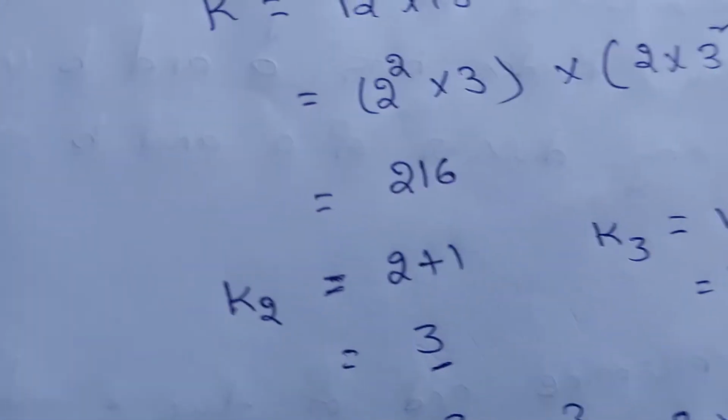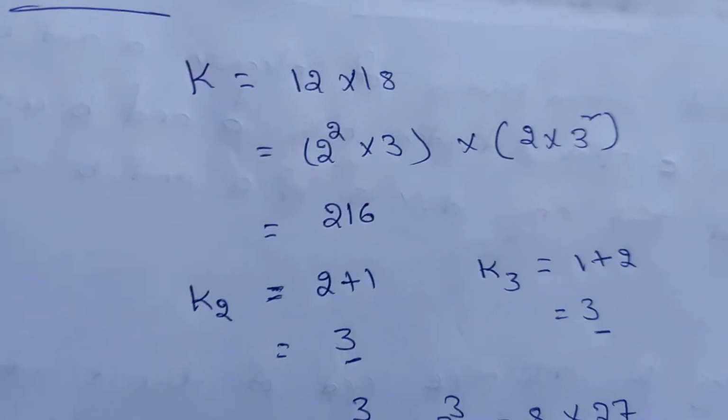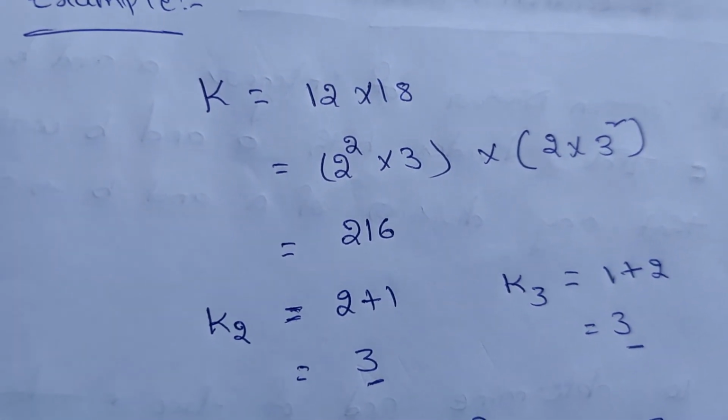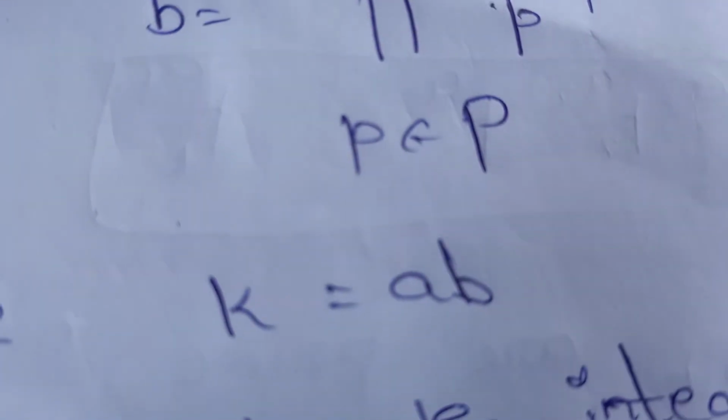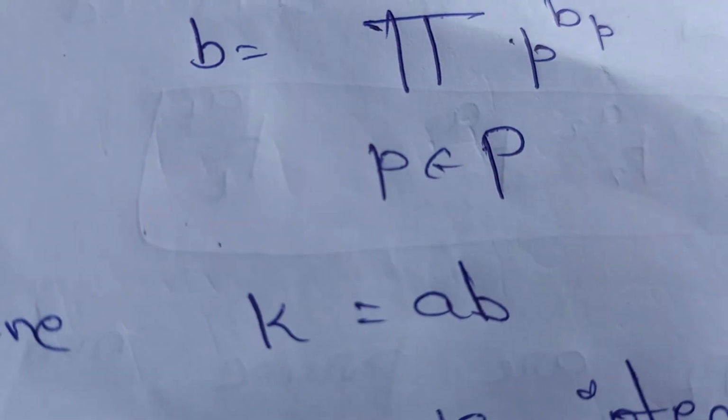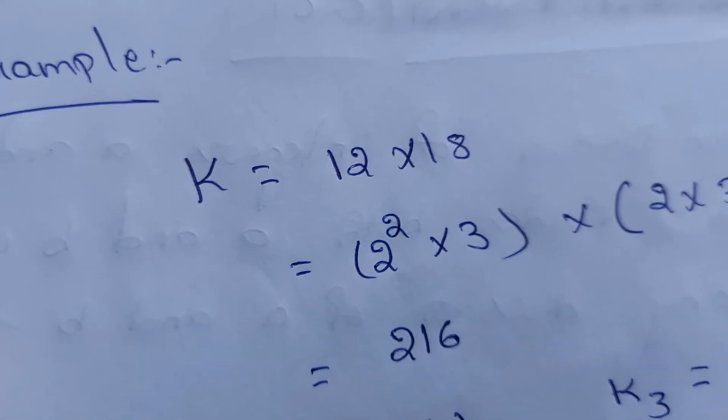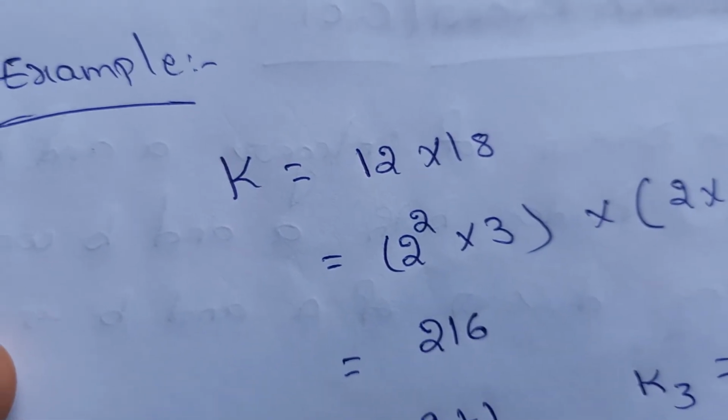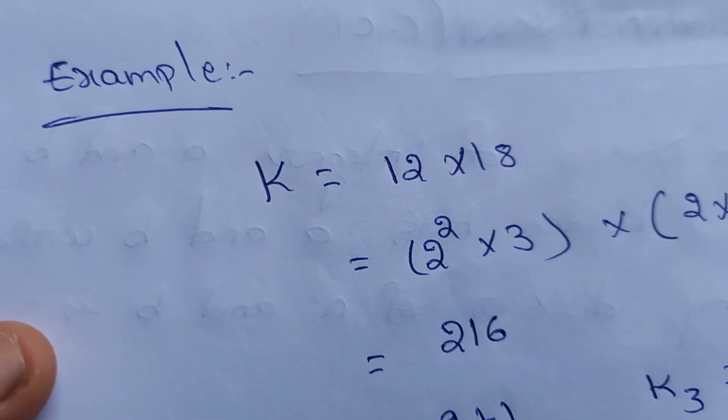Here I am taking k as 12 times 18. So what is k? k equals ab, right? We consider that k equals ab. Here I have taken the a value as 12 and the b value as 18.